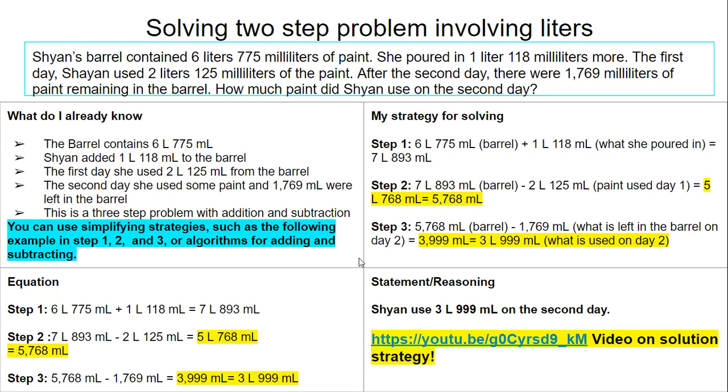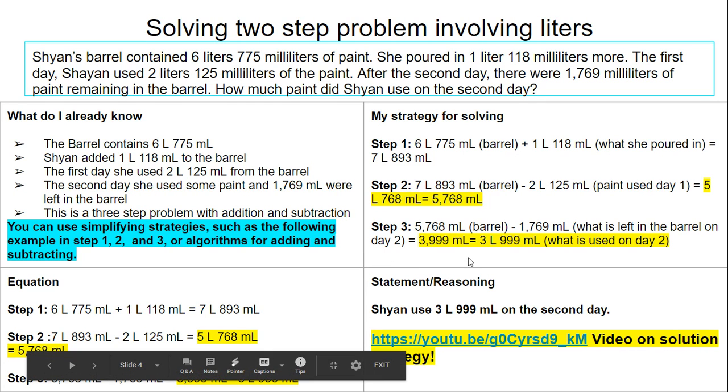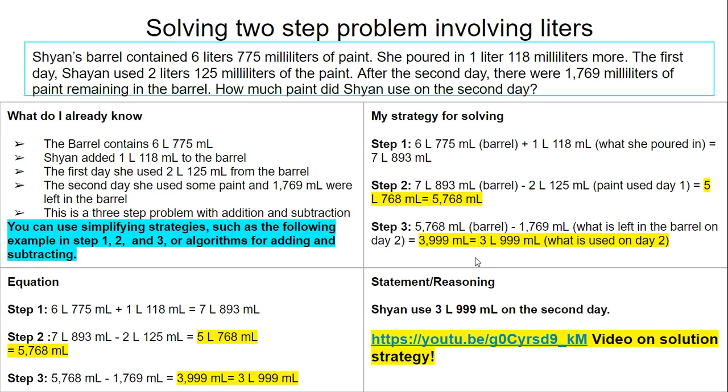Again, your bottom box has your equations for step 1, step 2, and step 3. Cheyenne used 3 liters, 999 milliliters on the second day. Again, I have a YouTube video embedded for you to go look at. It has how I would set this up in a tape diagram so that I can see all the pieces, especially in a 3-step problem.